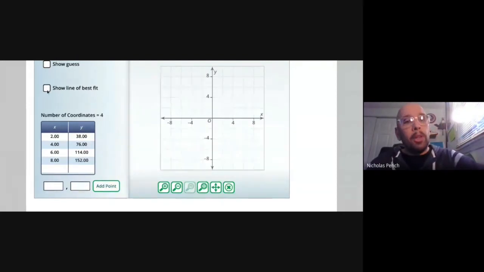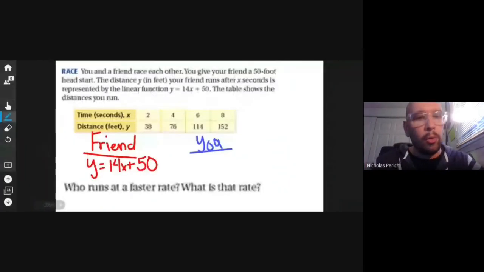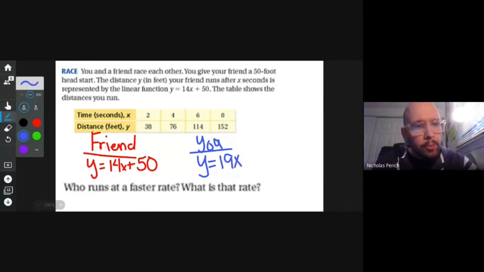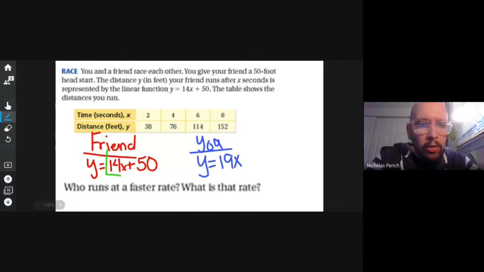Now I can come up with an equation. y equals 19x. Okay, so your friend was y equals 14x plus 50. You are y equals 19x. Who runs at a faster rate? Well, let's look at your friend. Your friend's rate is 14. 14 what? Well, if you remember from last chapter, you find your rate by doing the y information over the x information.